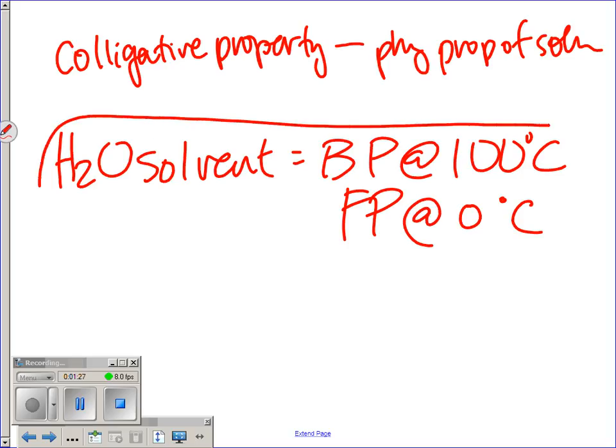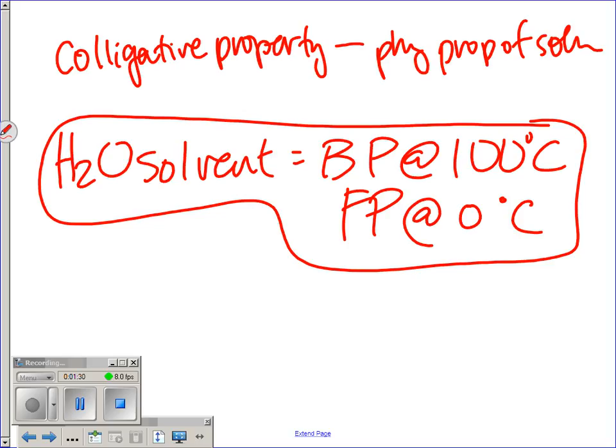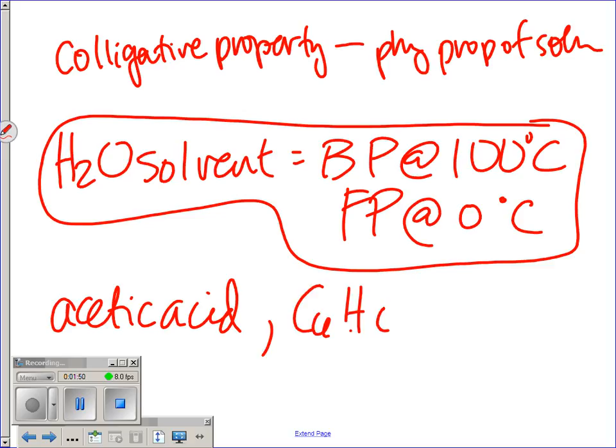So many times our solvent will be water. What were some of the other solvents you saw in your problem sets? Acetic acid. I'm glad you said that because we're going to talk about acid nomenclature Friday. Another one? Benzene, C6H6. That's the molecular formula from the empirical formula, which is CH. Okay, so that's just a quick review. There are other solvents out there.